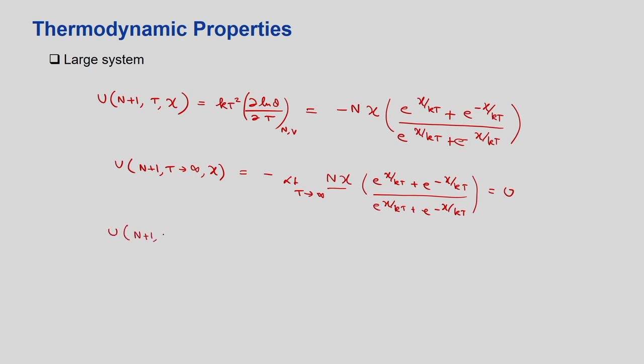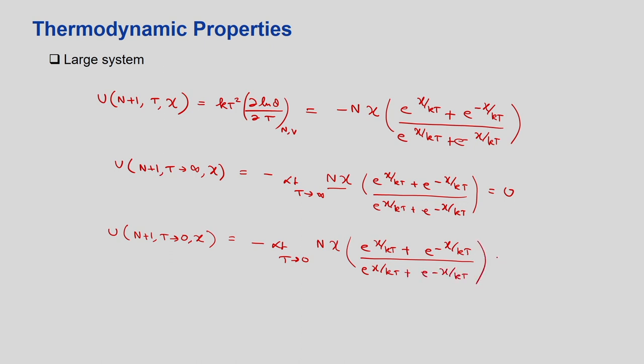And then if I apply the limit in the other extreme, T approaches 0. So this will be minus limit of T approaches 0 of n into this e to the power of this plus e to the power of minus this by kT. So this will become minus, but because T approaches 0, this will be 1. So this becomes minus n into the coupling factor. So two extremes. One is T equal to 0, the low temperature: the internal energy will be equal to minus n into the coupling factor, and when T is approaching infinity, it will be close to 0.